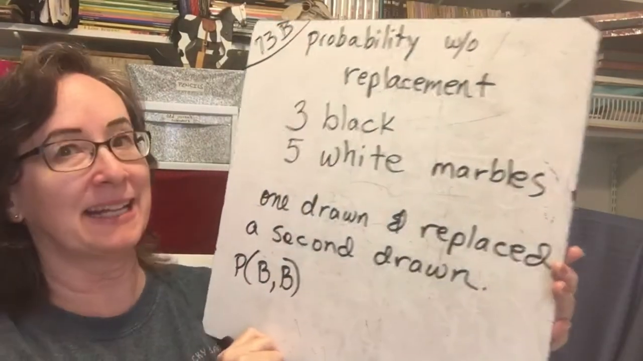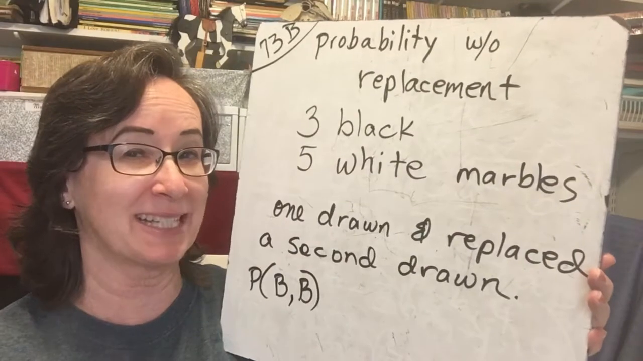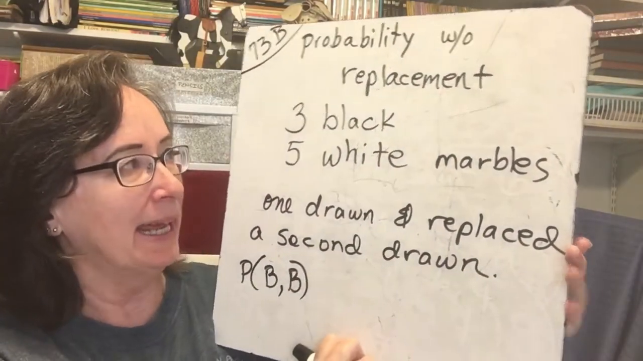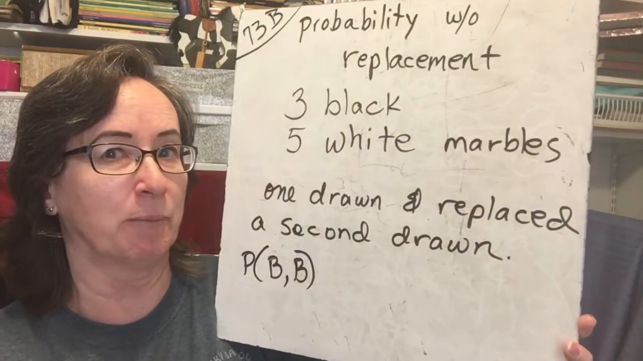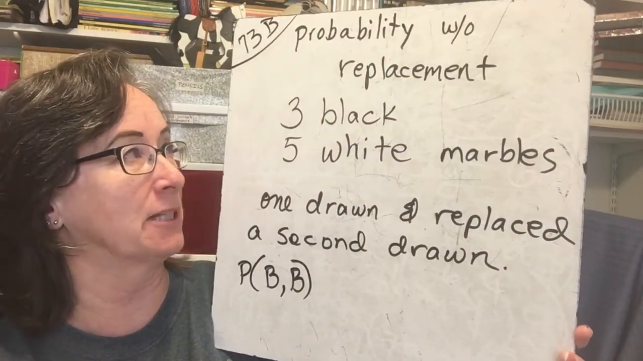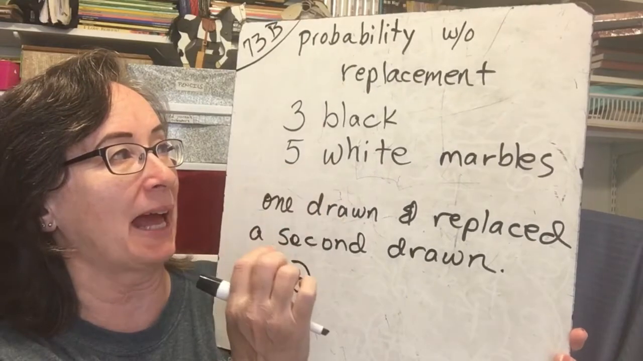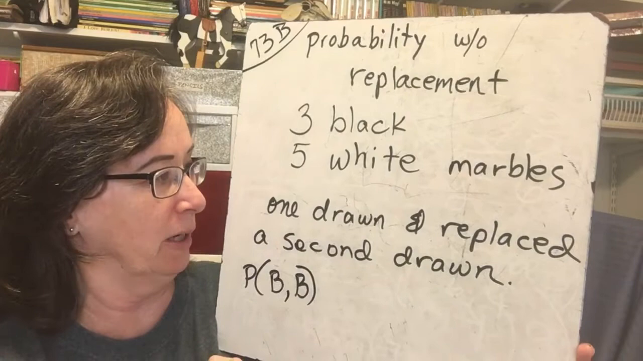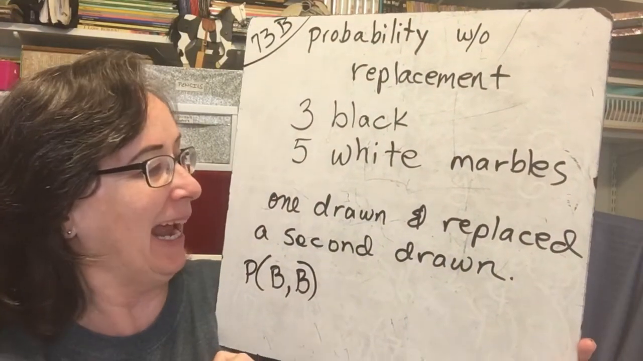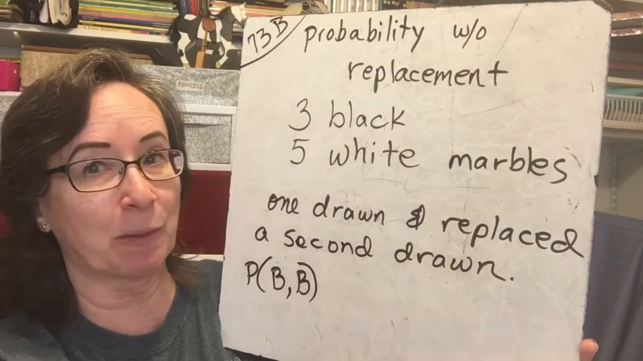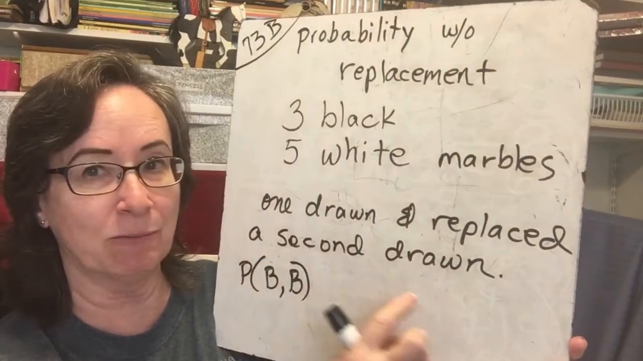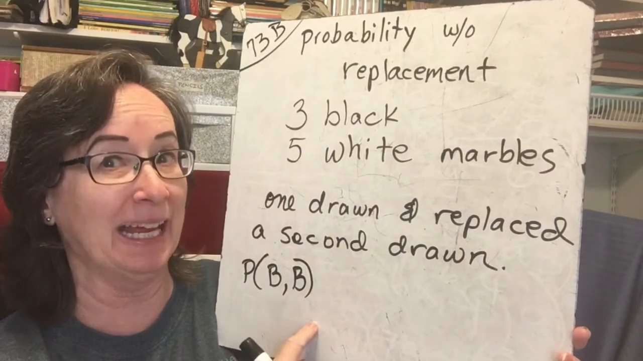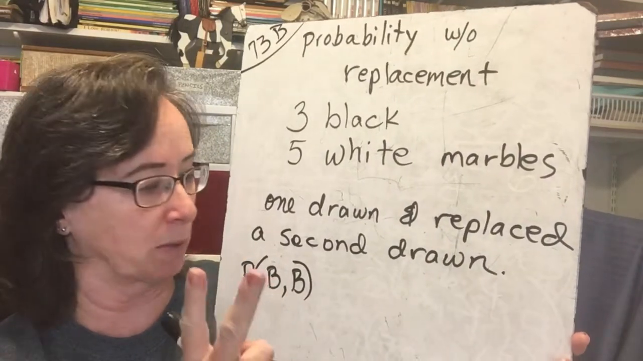Okay, so we're still on lesson 73, but now we have our second topic, which is probability without replacement. Now, we just talked about probability with replacement. So we have 3 black marbles and 5 white marbles in an urn or some container. And if one is drawn and replaced, and then a second one is drawn, then what is the probability of black and black? In other words, both draws were black.